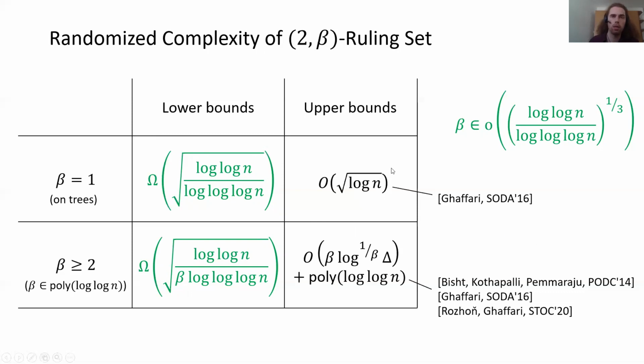And especially on trees, we even have a root log n lower bound for MIS due to Ghaffari from 2016. So there, the question whether the correct answer is polylog log n or polylog n or something in between is still wide open, while in the deterministic case, we know that the correct answer must be polylogarithmic. We just don't know what the correct exponent is.